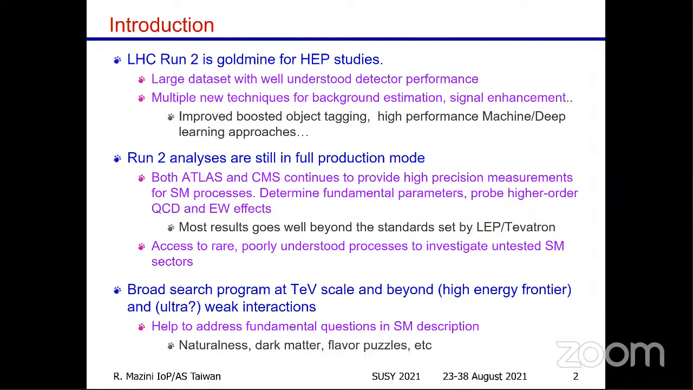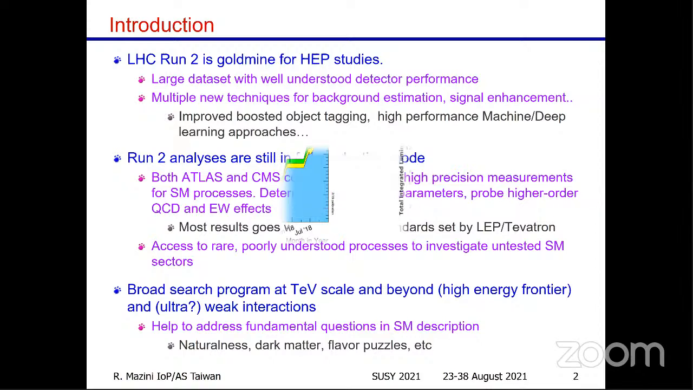Both CMS and ATLAS continue to provide high precision measurements because the Run 2 analyses are still in full production mode. So basically, a lot of measurements of standard model processes help to determine fundamental parameters and probe higher order QCD and electroweak effects. In conclusion, so far most of these results go well beyond the standards set by the LEP and Tevatron era. These high precision measurements actually allow us to access for the first time some very rare or poorly understood processes in the standard model sector as well. So there is a broad search program at the TeV scale and beyond. And this can allow us to investigate the existence of some very weak or ultra-weak interactions that could help to address fundamental questions in the standard model description.